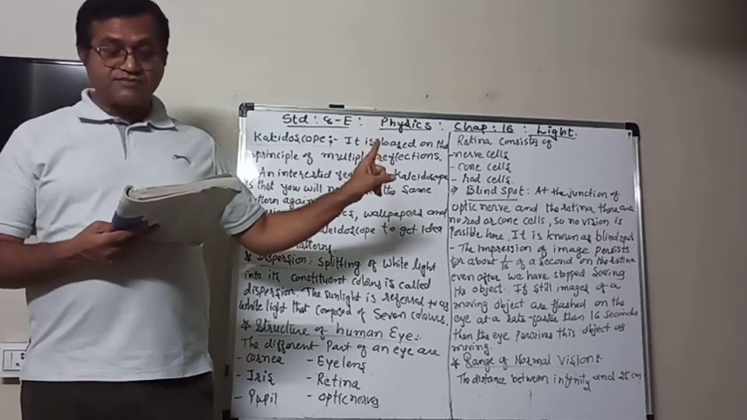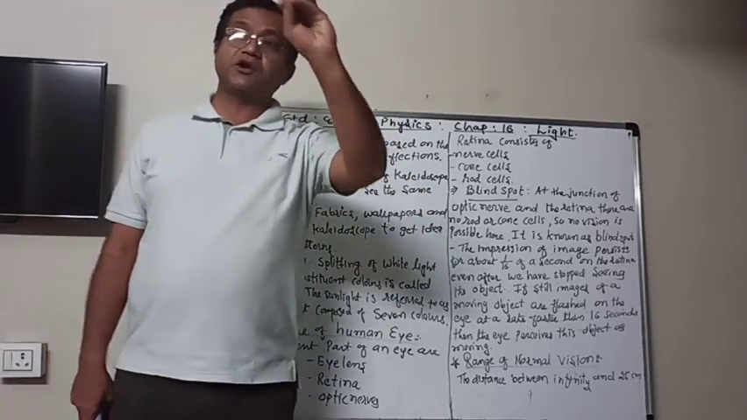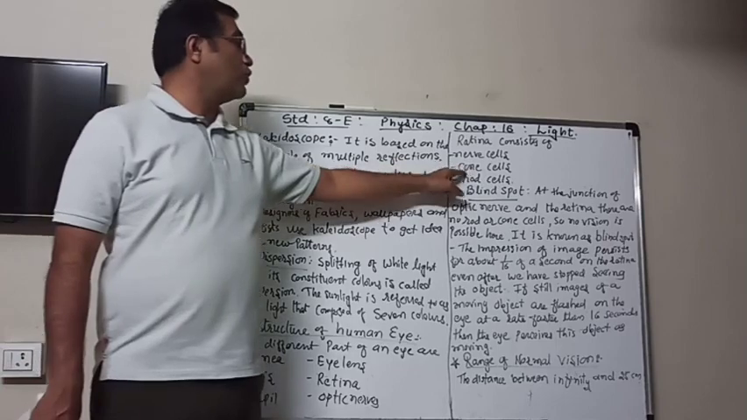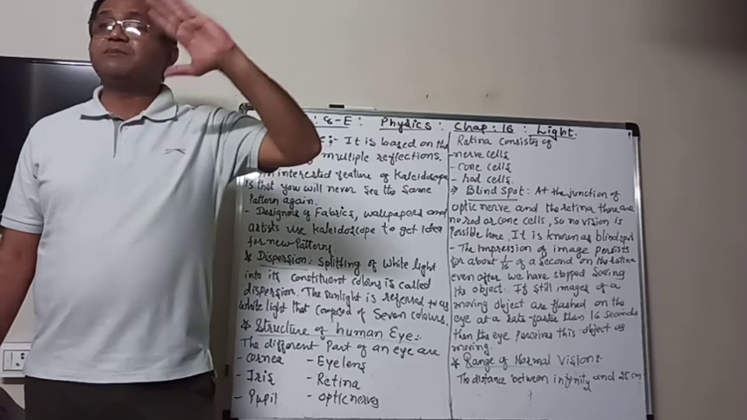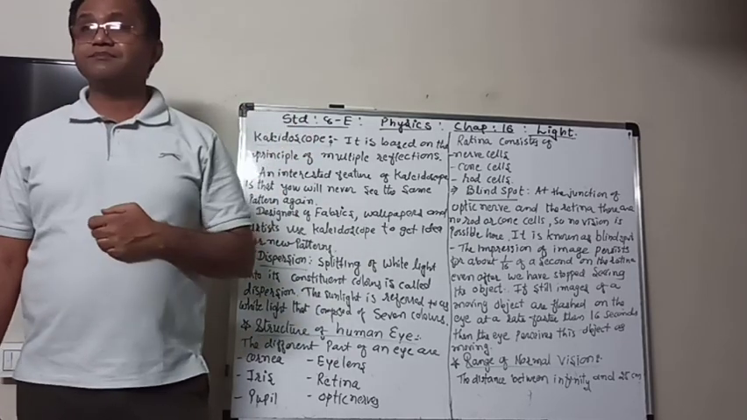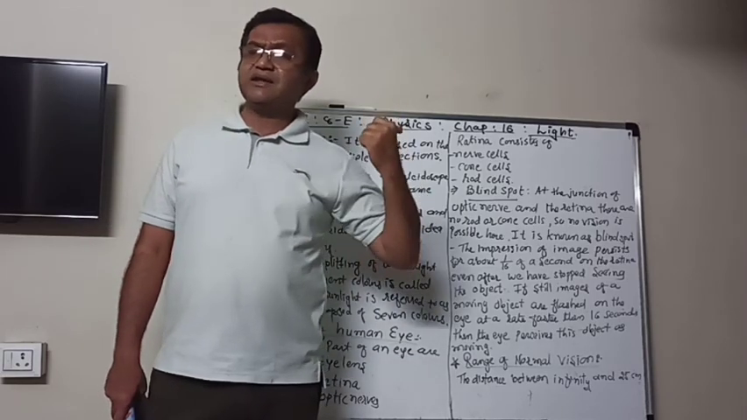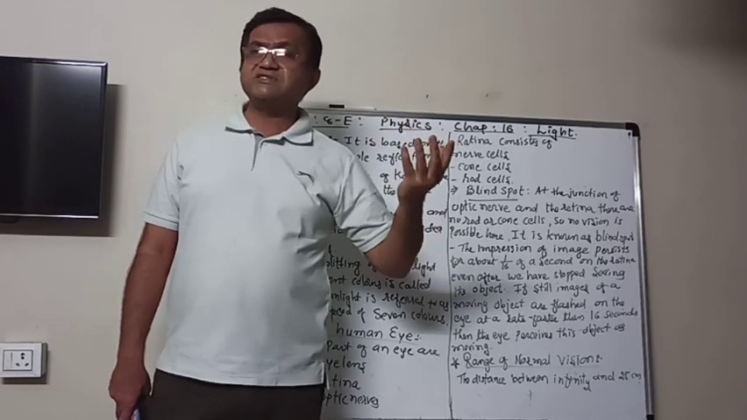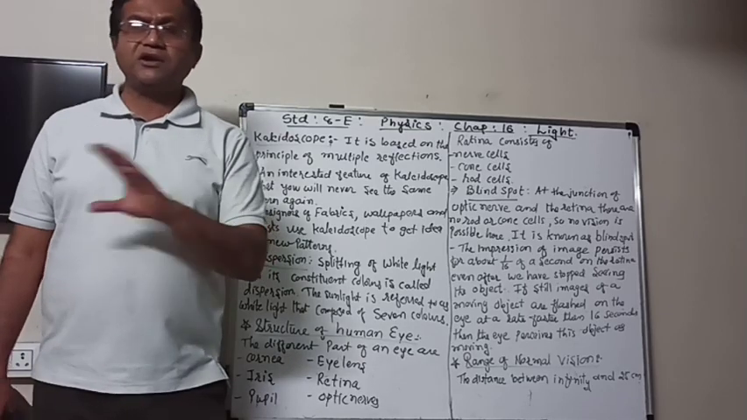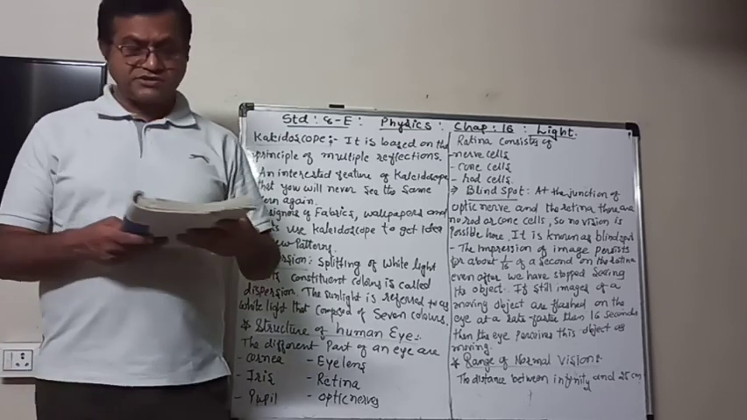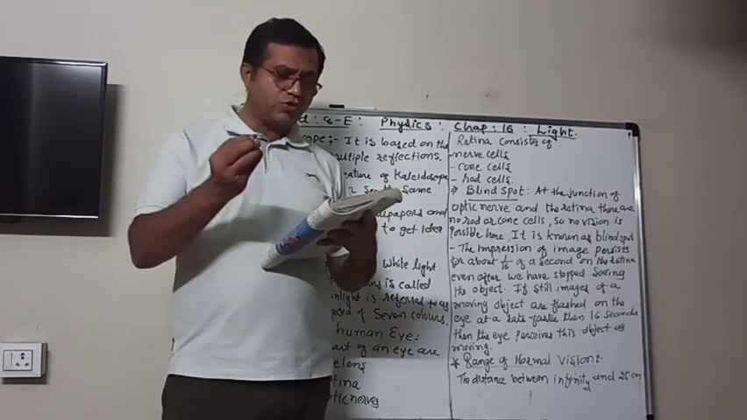And the cones sense color. The cone cells detect the color, whether it is white, red or green. That is the work of the cone cells. If your eyes don't have enough cone cells, then the person is called color blind. It means they cannot distinguish between different colors, because on the retina there are no cone cells or very few cone cells. Then they can detect only a few colors, but not the distinction between the different colors. So it is known as color blindness. And the rods are sensitive to dim light.